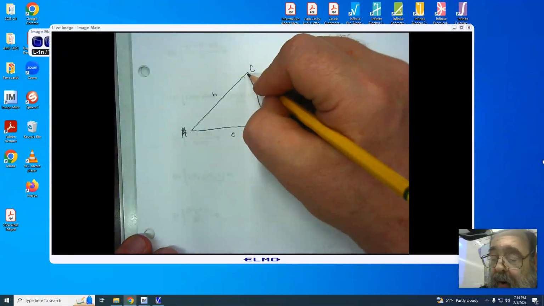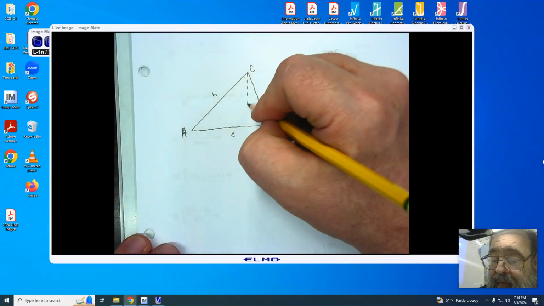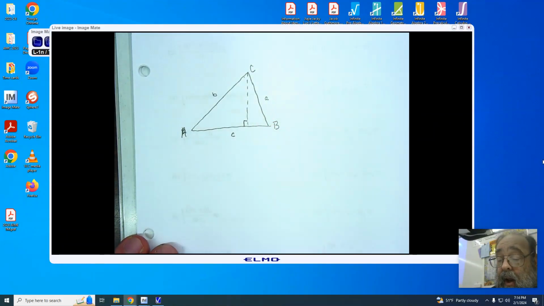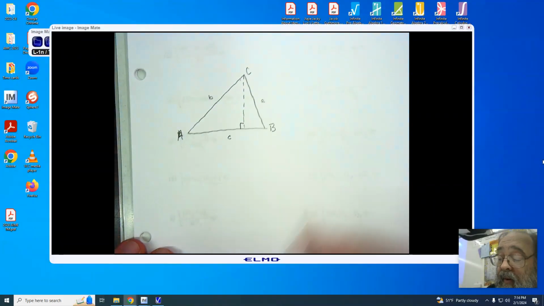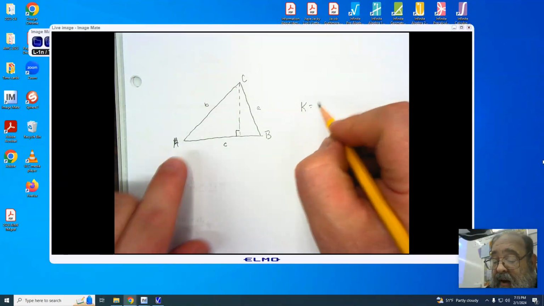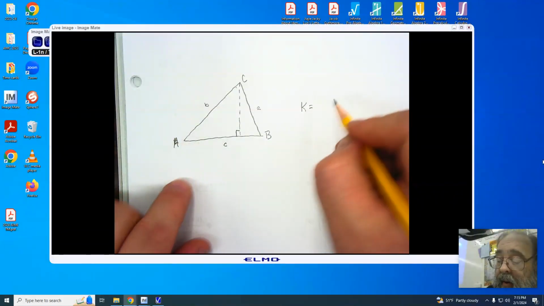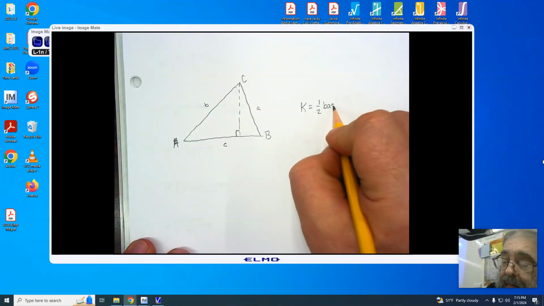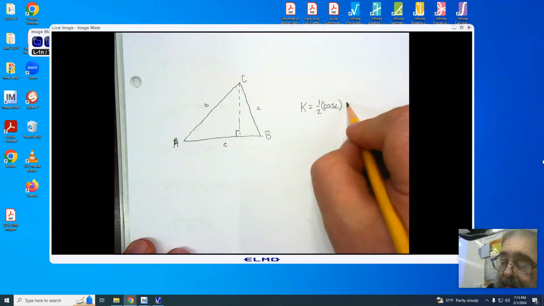Now the first thing I want to do is start off by trying to figure out the area of this triangle. We know the area formula for a triangle, and we're going to use K as opposed to A, so that we don't mistake it for this side or that angle. K is 1/2 base times the height.